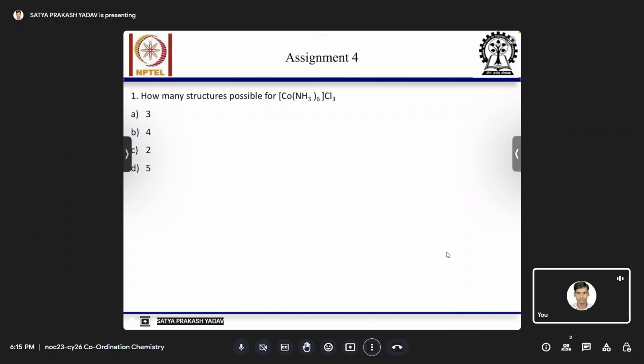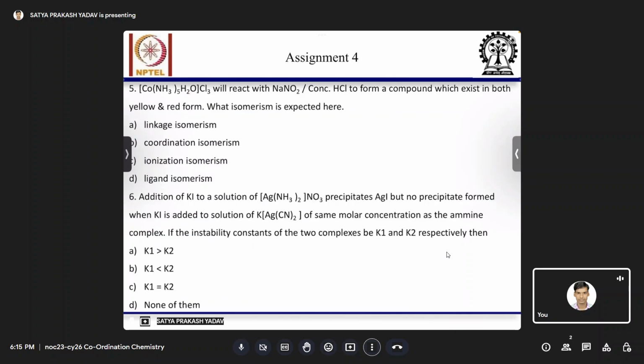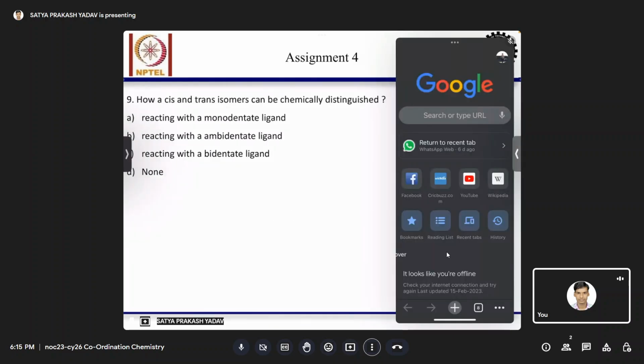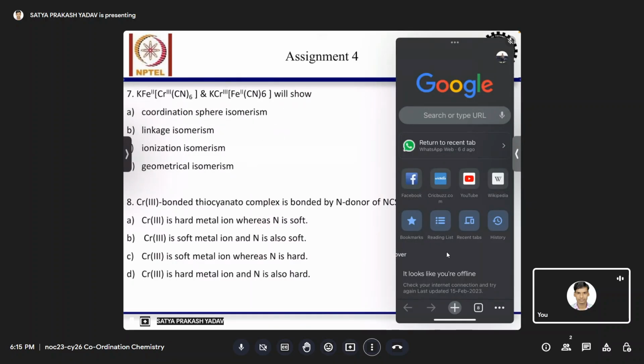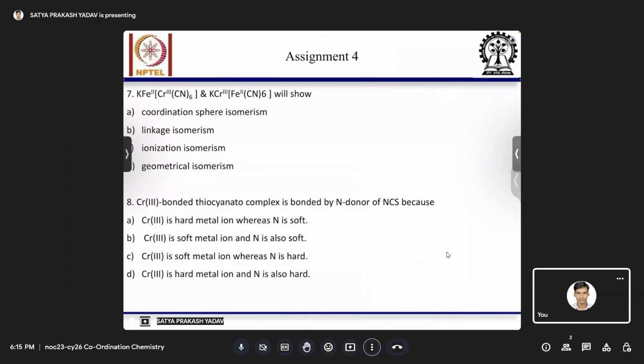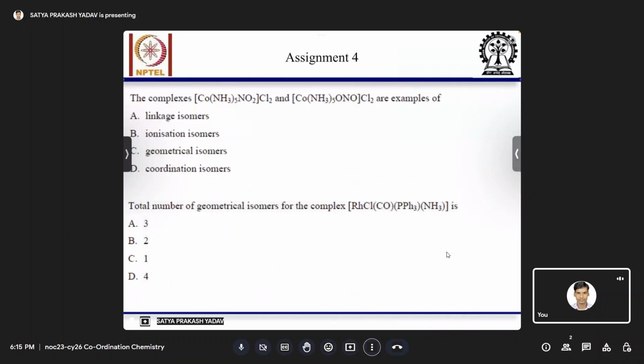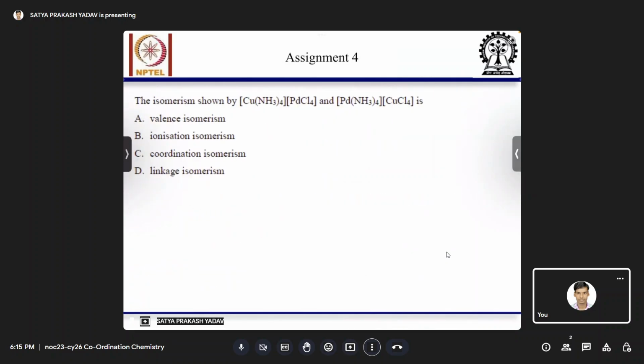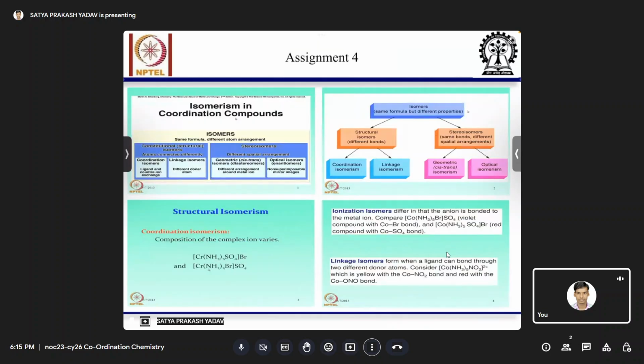So before going to the problem solving session, I will just briefly discuss what professor has discussed. First, professor has discussed the isomerism in the coordination compound.